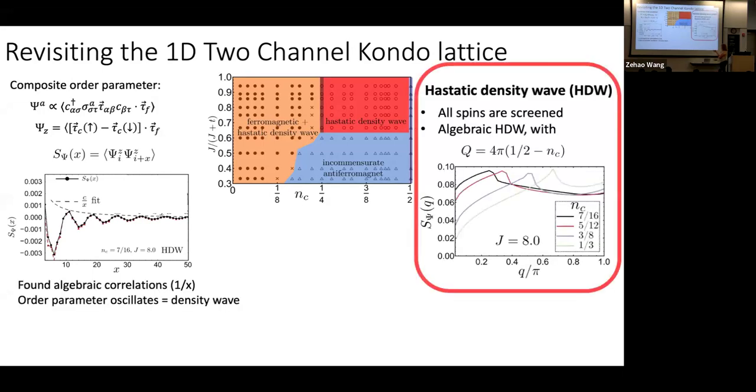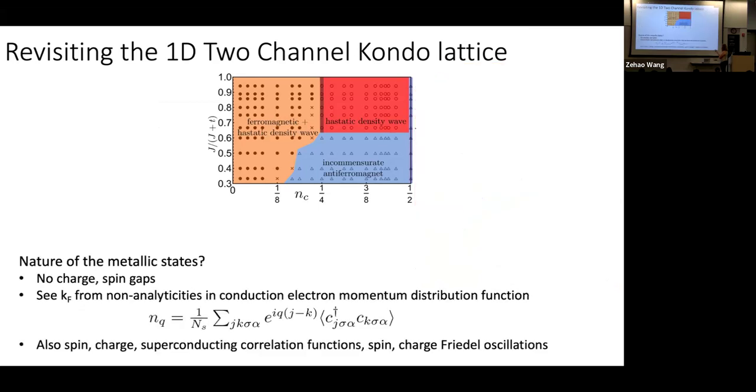And you can Fourier transform this to find the Q dependence. In this red region, we find this Q dependence depends on the conduction electron filling. And we find that all of the spins are totally screened. It's an S equals 0 state and has this composite order with a Q vector here that varies between pi to 0 as we go from quarter filling to half filling.